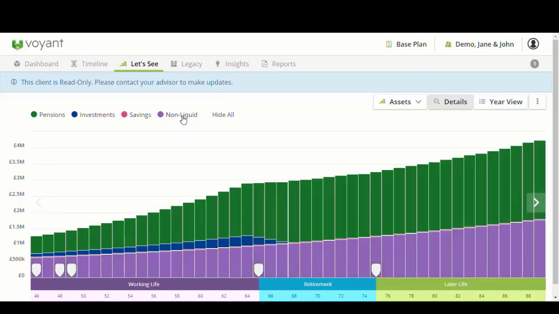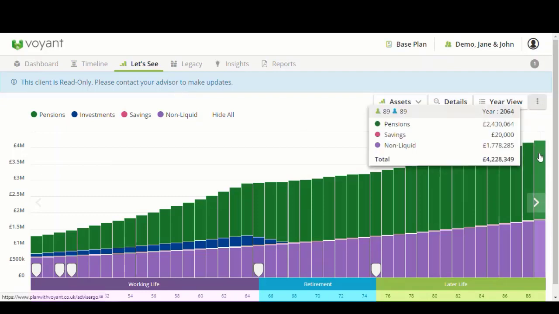Now we're modelling growth within this plan, and this is in nominal terms. If we hover over the plan at the end, the last bar within the chart, we can see that the total assets are over £4 million. But as I mentioned, this is in nominal terms.